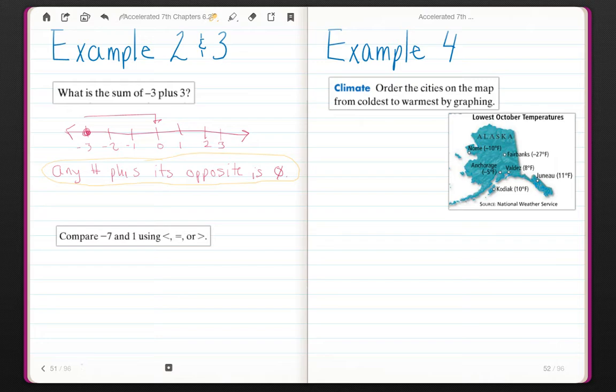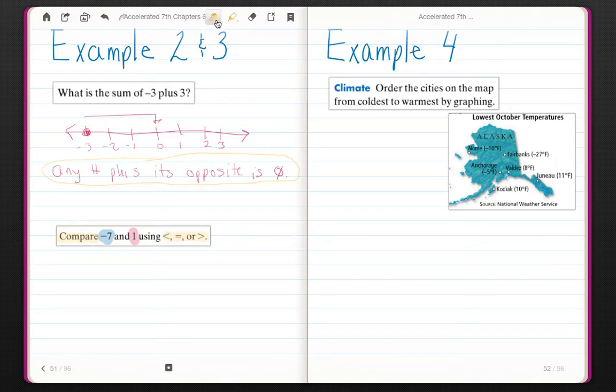Now I want to compare numbers. I want to compare -7 and I want to compare 1. Anytime you are asked to compare, it means to use one of the inequality symbols: greater than, equal to, less than.